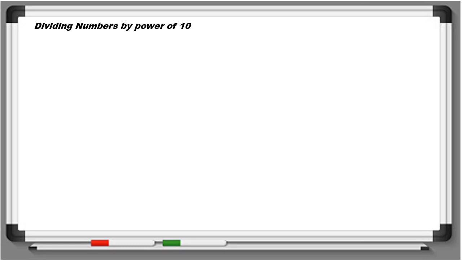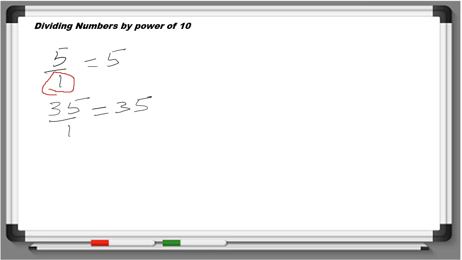So today we are going to learn how to divide numbers by powers of 10. Students, here I have taken a number, suppose 5, and I am dividing by 1, so I will get the number 5 itself. If I divide a number, suppose 35, by 1, I will get 35 itself. Whenever you divide any number by 1, you will get the same number. When I divide 5 by 1, I get 5. When I divide 35 by 1, I get 35.